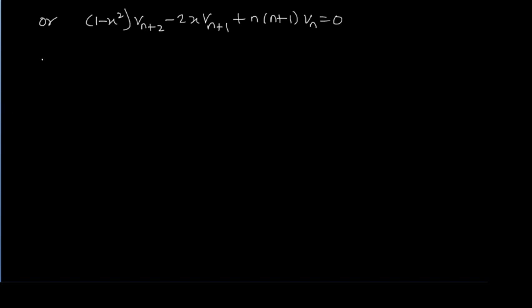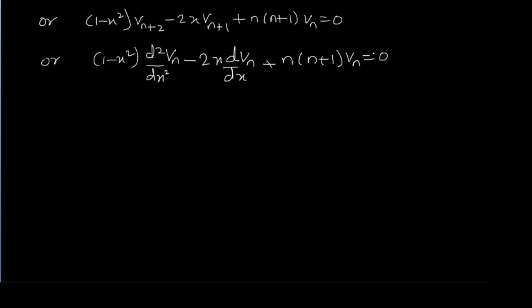Again simplifying, (1 minus x squared) into vn plus 2 is the same as d squared by dx squared of vn, right? If you differentiate vn 2 times, you will get vn plus 2. And similarly here, 2x into vn plus 1 is the same as differentiating vn 1 time. Then this one remains the same, n into n plus 1 vn equal to 0.